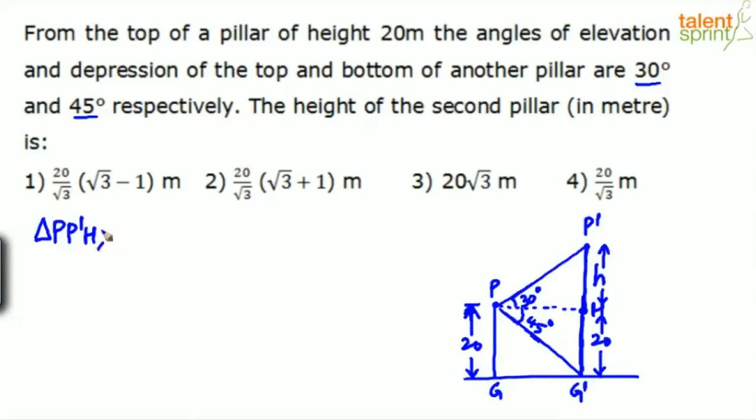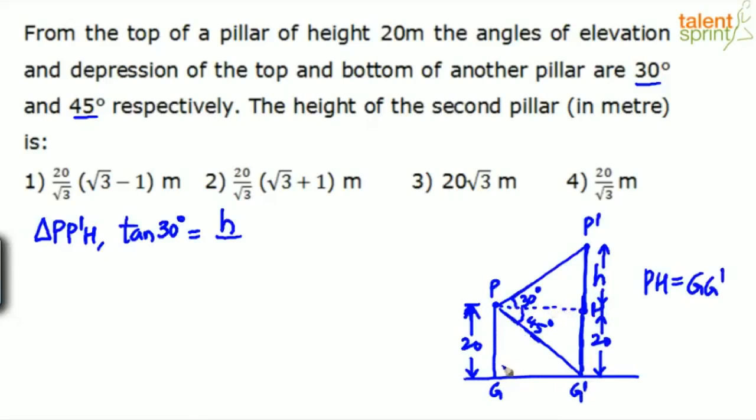What do we get here in triangle P, P dash, H? Basically we are looking at the top triangle. I can say tan 30. In the exam you will not write tan 30, you will directly write 1 by root 3. But for the sake of explanation, I'm just putting it. Tan 30 equals h by what is this dotted line length? PH. PH will be equal to GG dash. You're able to follow?